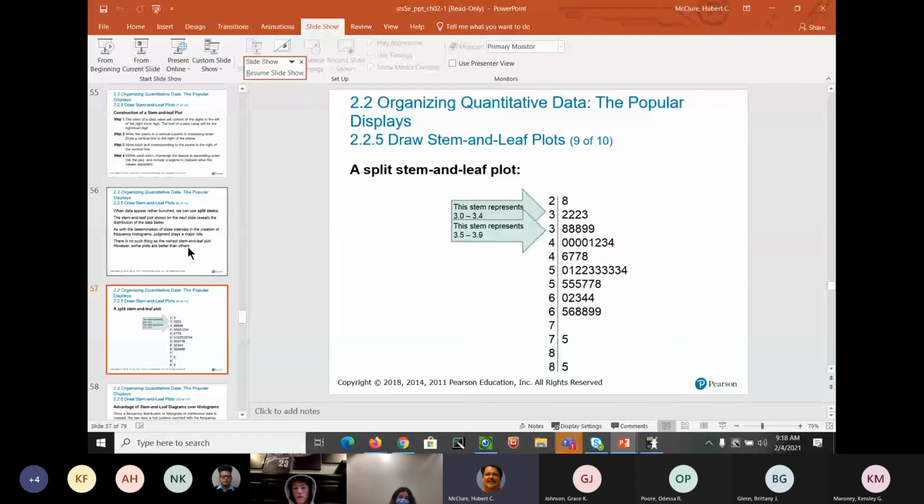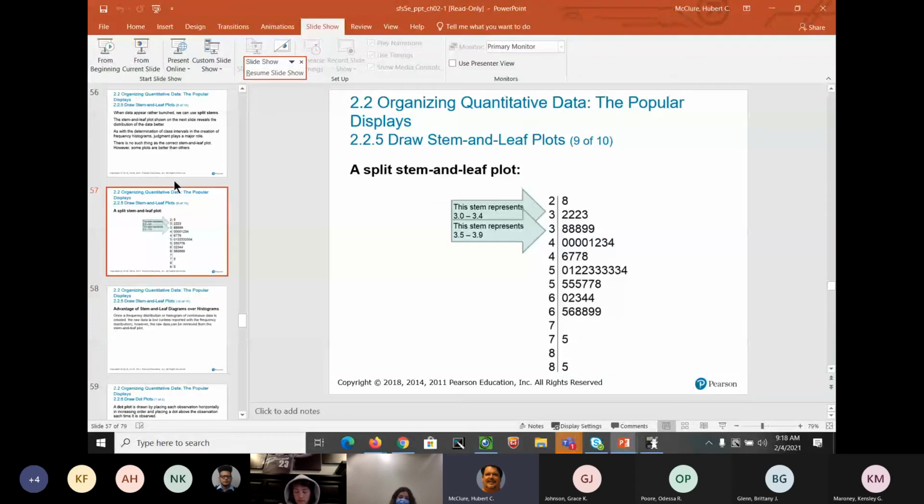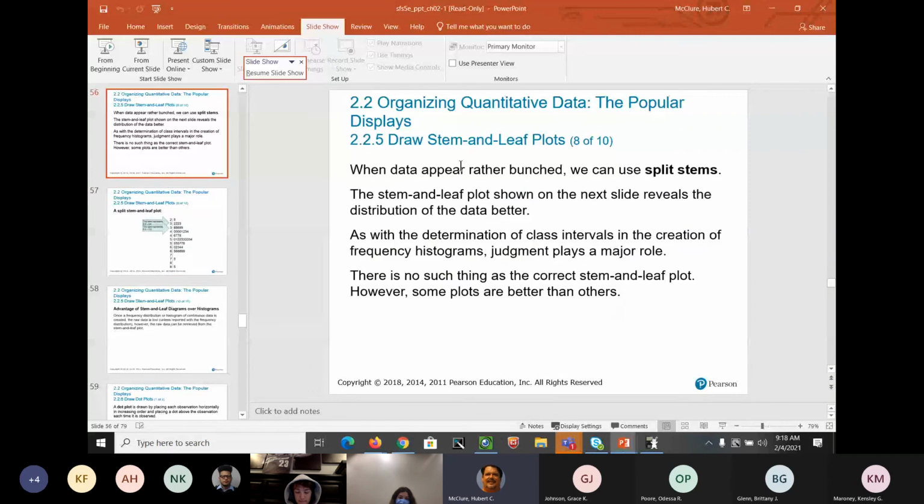And it says once a frequency, and does it show you anywhere on these slides why you would use a split stem and leaf? No. So, okay, when data appears rather bunched. Okay, bunched. There you go, right there. I'm just not a big fan of it. Let's move on.